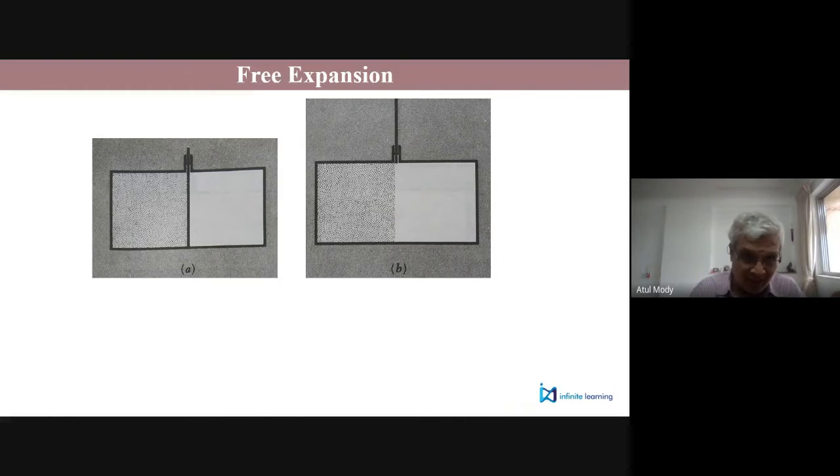Molecules on the left half of the box, and there is a partition. The right half of the box is empty. And in figure B, this partition is lifted, as you can see. And at that moment, at t equal to 0, when the partition is lifted, all the gas is on the left hand side of the box.